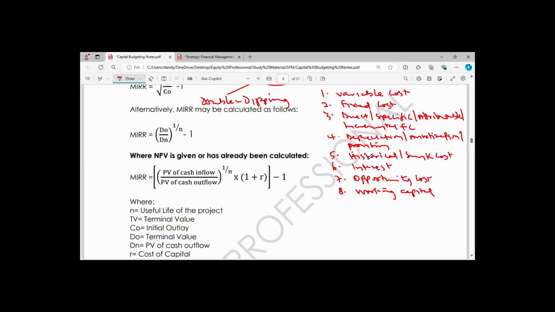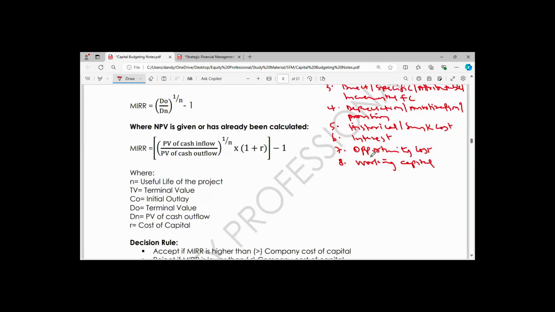Okay, working capital. Working capital is the amount required for the day-to-day running of a business. That's a layman definition. An accountant will define working capital as the difference between current asset and current liability. So how do you then treat working capital in a question? Working capital, of course, is relevant. However, how do you treat it when you see working capital in a question? There are 2 ways in which you can treat working capital in a question. You may be given a one-off working capital.